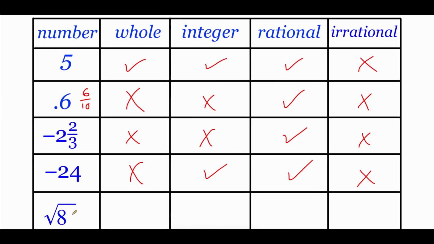And then the last one we've got here is the square root of 8. Now, 8 did not show up on our perfect square list. So when we do its square root, we're not going to get a nice whole number answer. So this one is not a whole number. And since it's not a whole number, it's also not an integer. With square roots that don't work out nicely, with things that are not perfect squares, they're also not rational, meaning that there's no way for us to write them as a fraction. But when you have a square root of a number that's not a perfect square, it will always be an irrational number. So the square root of 8 is irrational.